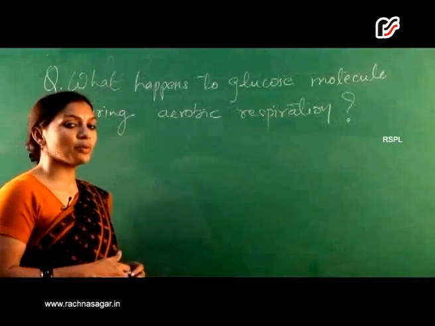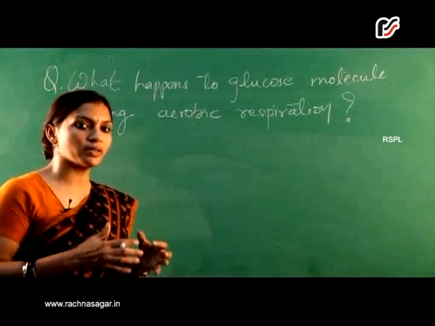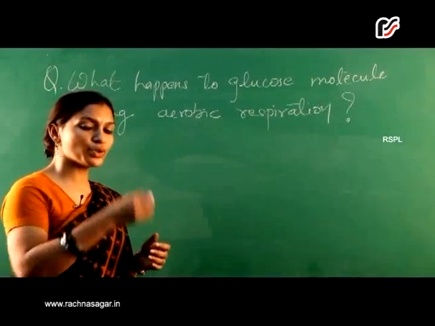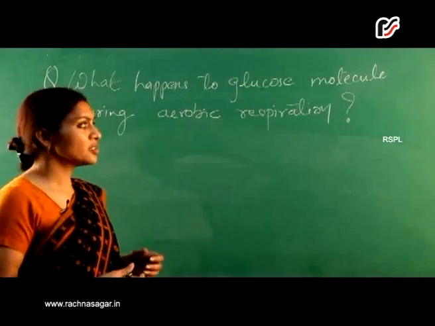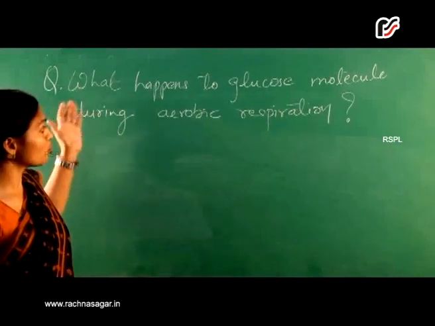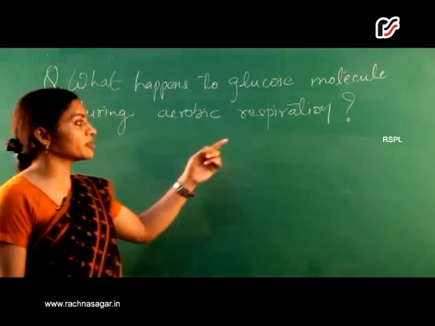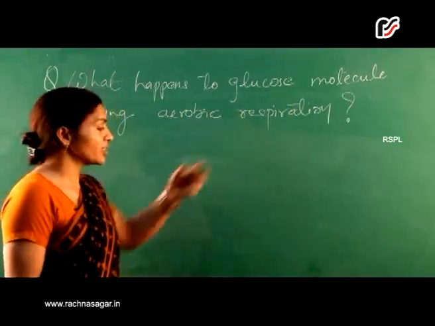Right now we have read about breakdown of the glucose molecule. It's an important part of the chapter that we should know what happens to glucose. So the question from this particular part can be, what happens to the glucose molecule during aerobic respiration? Let's have a look.